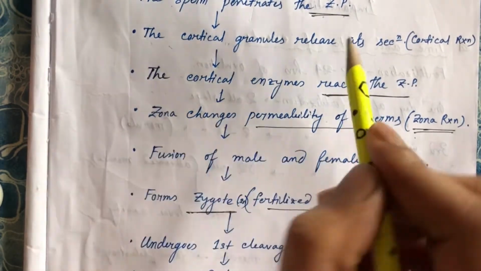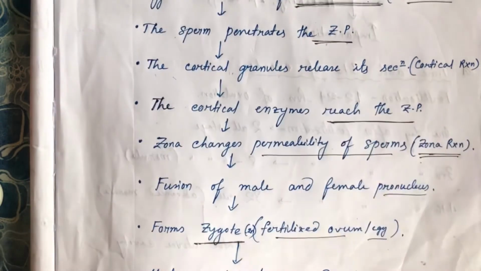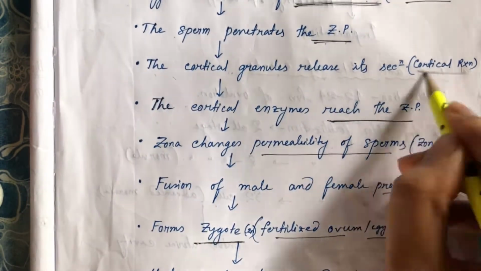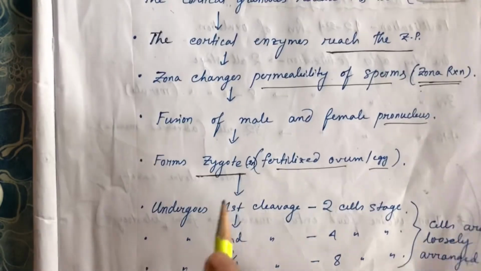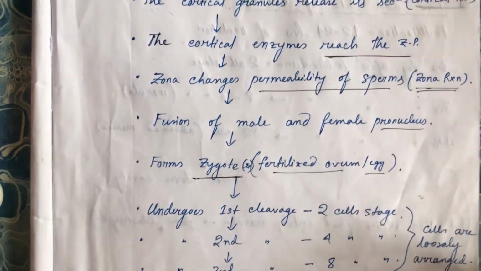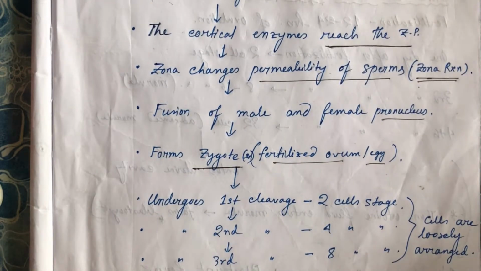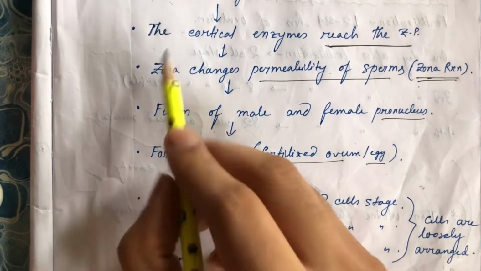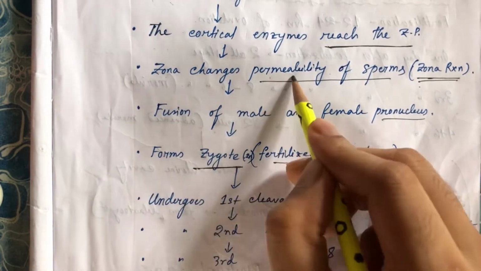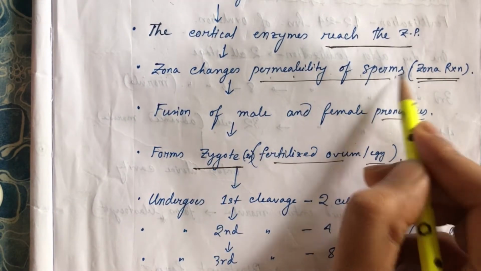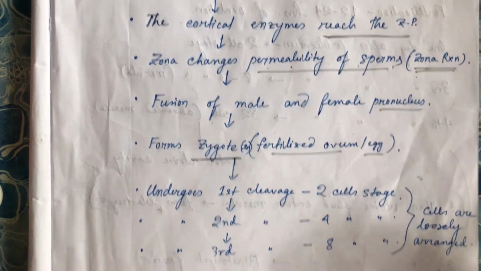The cortical granules release their secretion, which is called the cortical reaction. After that, the cortical enzymes reach the zona pellucida, and this helps the sperm to penetrate inside the ovum. So the zona changes its permeability so that the sperm can easily penetrate through the zona pellucida.